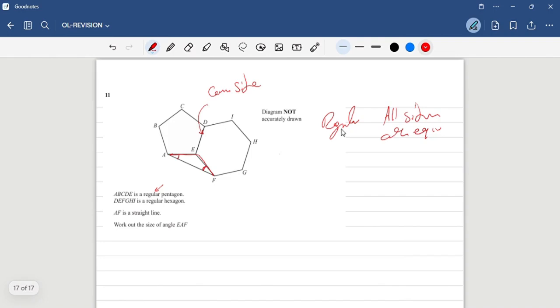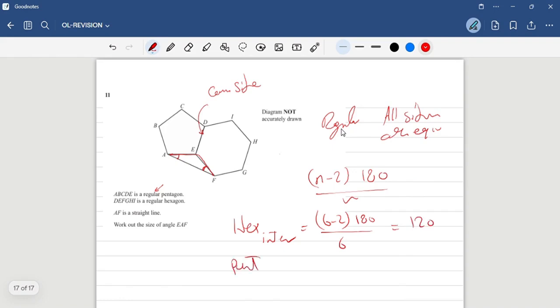Now let's think about the measure of the interior angle of each polygon. We know that for the interior angle of each polygon, we apply the rule of n minus 2 multiplied by 180 divided by n. For a hexagon, the interior angle will be 6 minus 2 multiplied by 180 divided by 6, which equals 120, right? Now for the pentagon interior angle, it will be 5 minus 2 multiplied by 180 divided by 5, which equals 108.